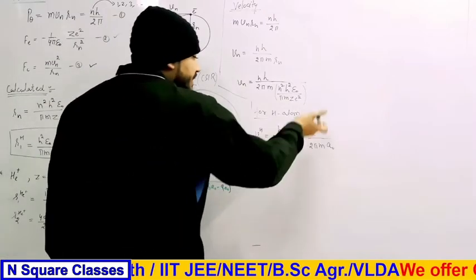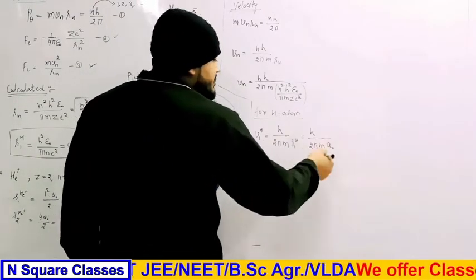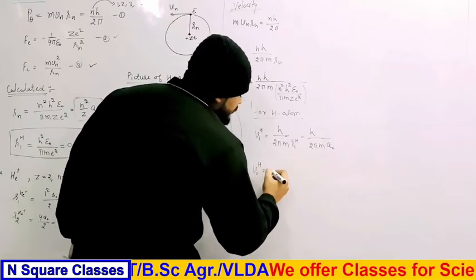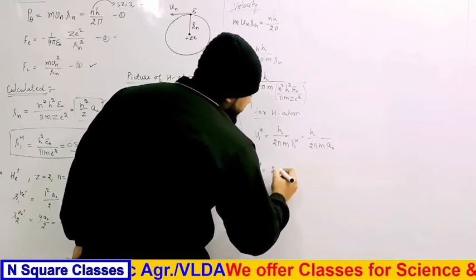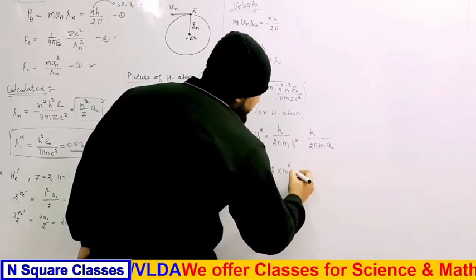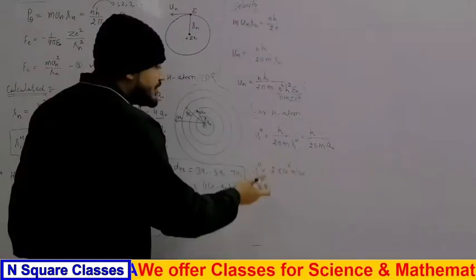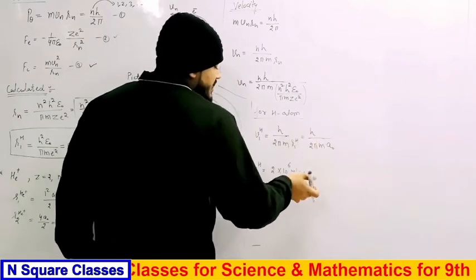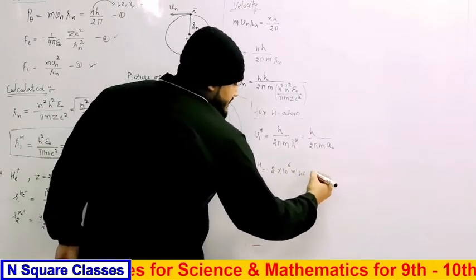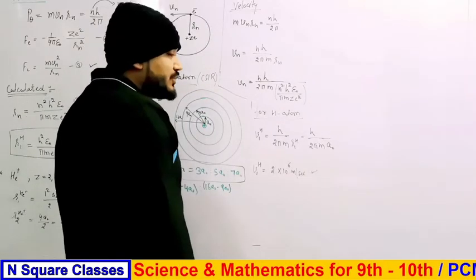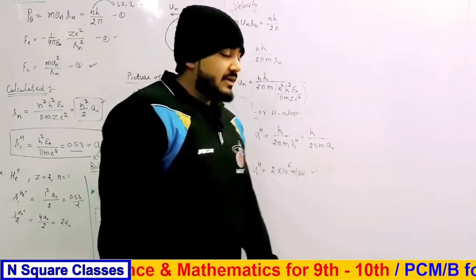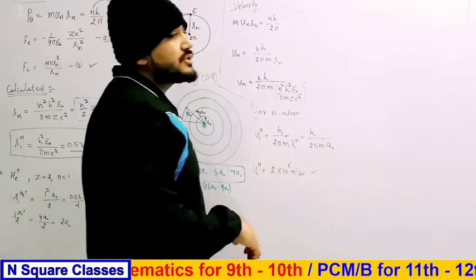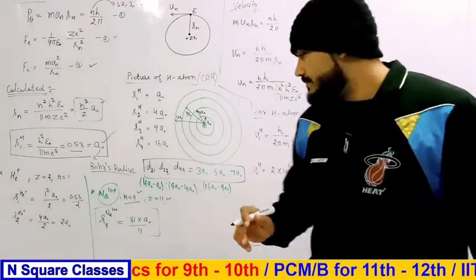After calculating, because all these parameters are constant, we got V1H equals 2 into 10 raised to power 6 meter per second. After putting the values of all these parameters, we have calculated this value. This V1H is 2 into 10 raised to power 6 meter per second. Clear or not? So this is the velocity of the electron revolving in the first orbit for the hydrogen atom.